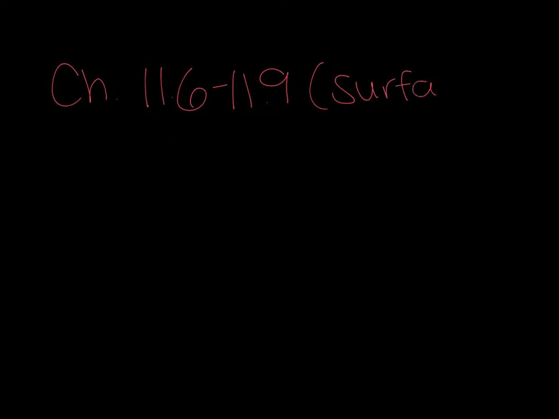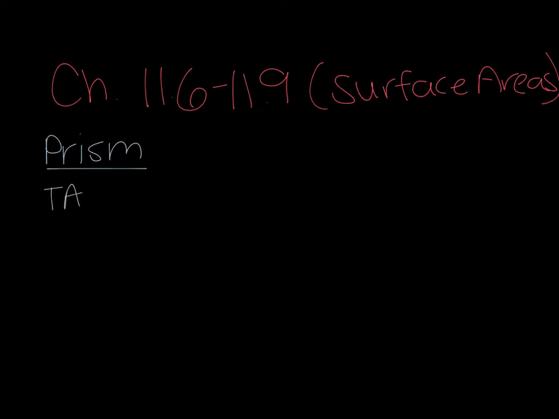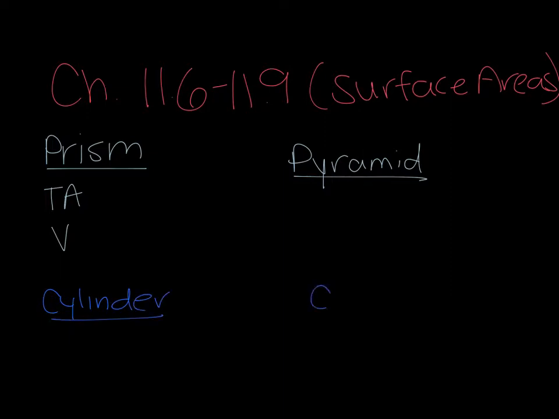All right, so here's a quick review for what's going to be covered on the test. So it's chapter 11.6 through 11.9, and then it's got all the surface areas that we added. So the surface areas came from the prisms, so you need to know total area and volume of a prism and of a pyramid and of a cylinder and of a cone.